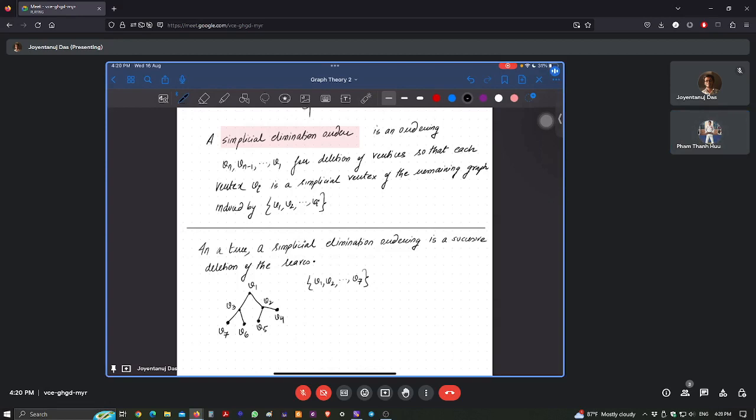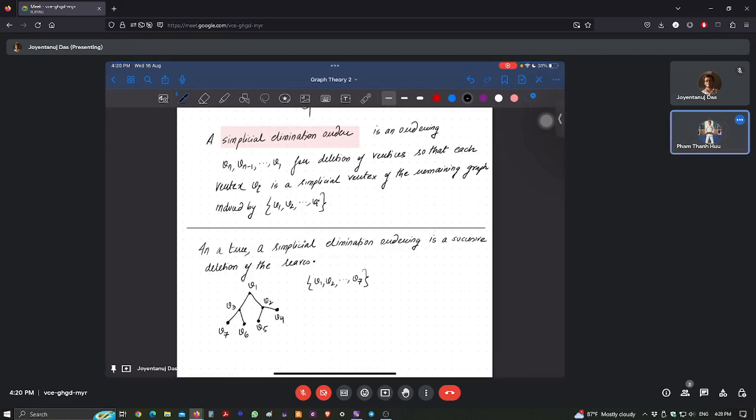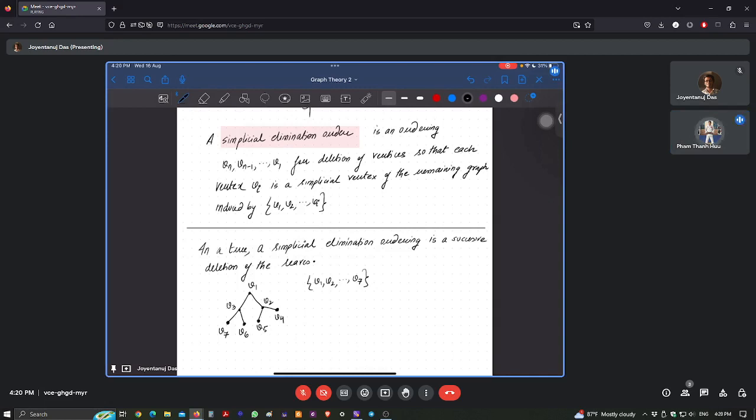So that is correct, right? The neighbor of v7 is v3, and it is a clique, right? So v7 is a simplicial vertex. Yes, v7 is a simplicial vertex, right? So now we delete that. We delete v7. Now we look into the remaining tree.